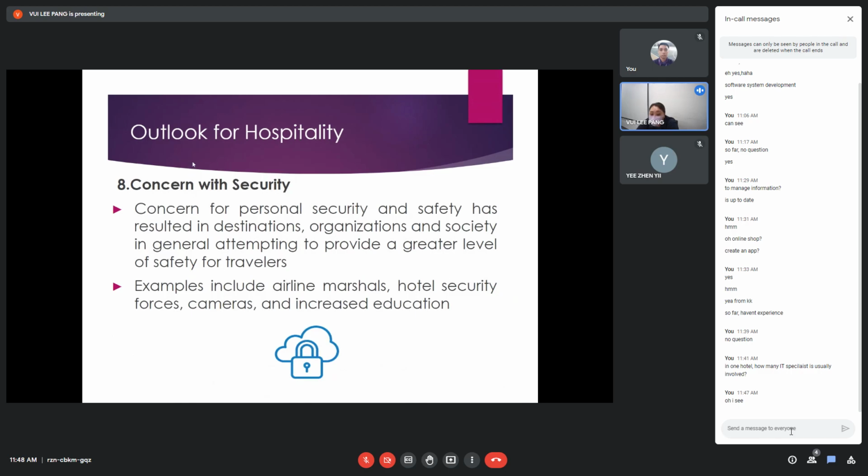And then they must be concerned with security, as you mentioned just now, why IT is important in every company. It is concerned with security, for personal security and safety, which has resulted in destinations, organizations, and society in general attempting to provide a greater level of safety for the traveler. Examples include airline and hotel security forces, cameras, and increased education. So this is another outlook.